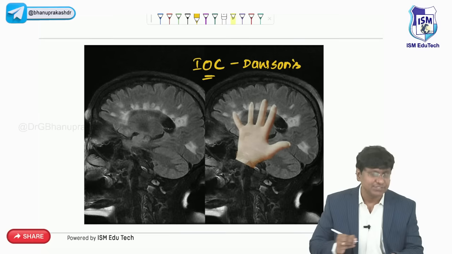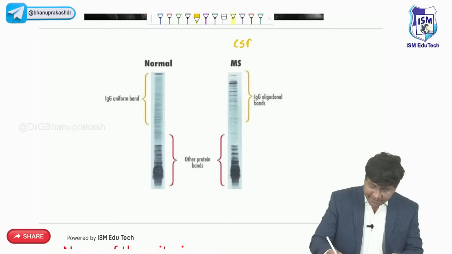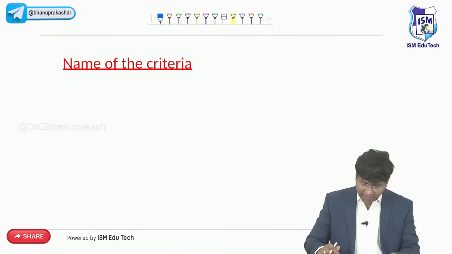And what does the CSF analysis show? CSF analysis in patients with multiple sclerosis will show the presence of oligoclonal bands. And what is the name of the criteria in multiple sclerosis? That will be McDonald's criteria.